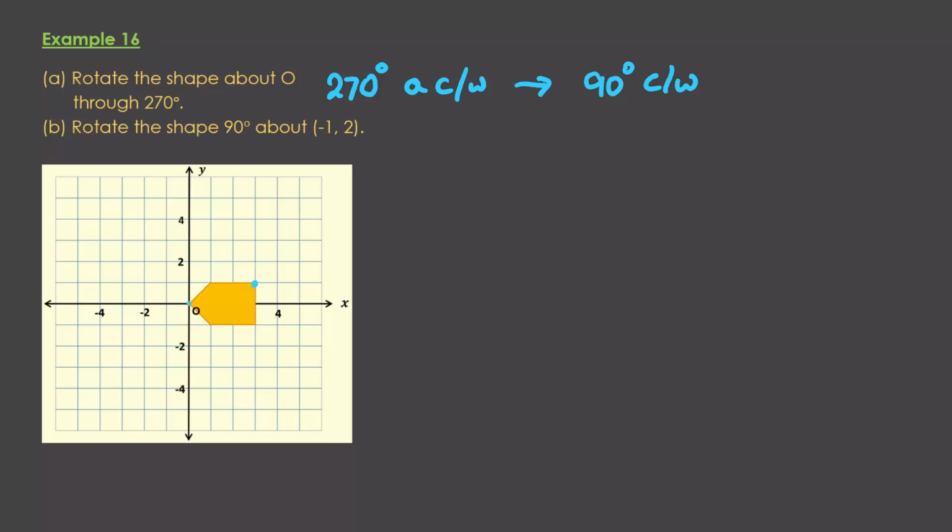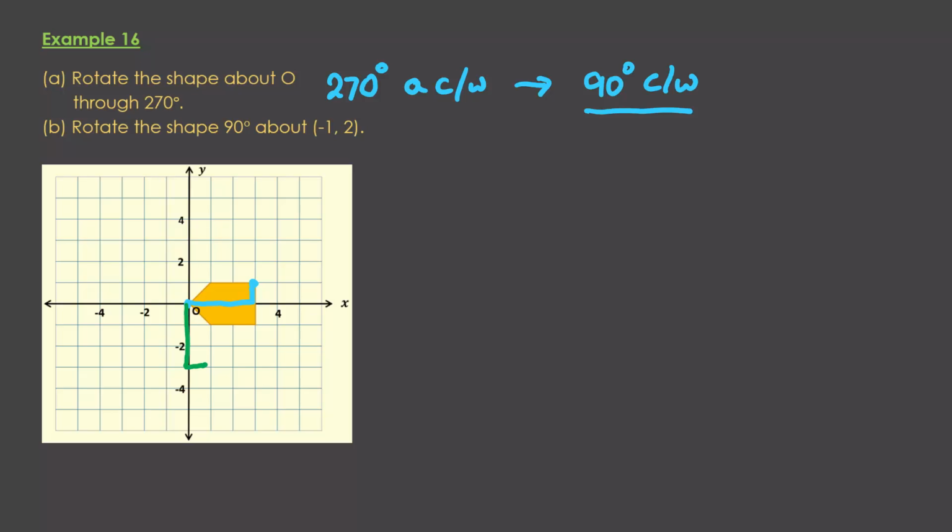I'm going to think about this vertex just here. I'm going to do an L shape that goes to that vertex from the center of rotation, which of course is on O. Then I'm going to rotate that L shape through 90 degrees clockwise. If I do that, that L shape will now look like this.